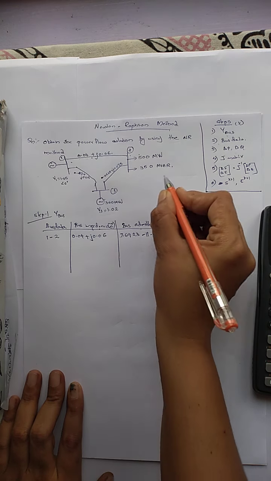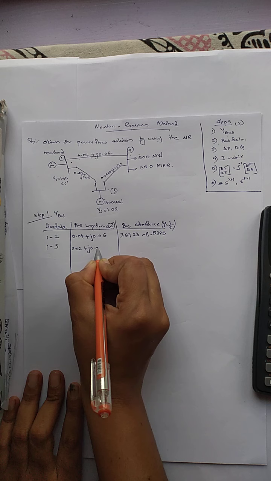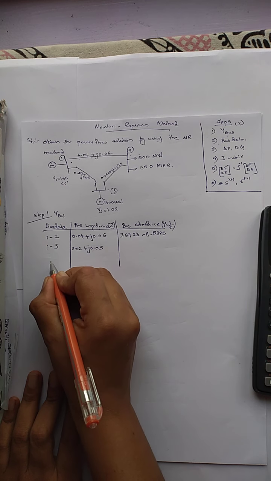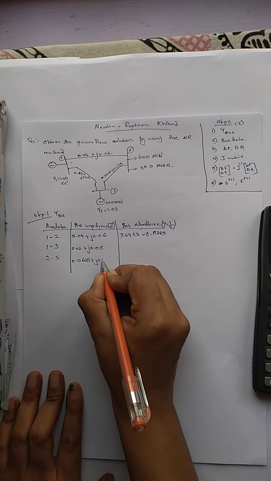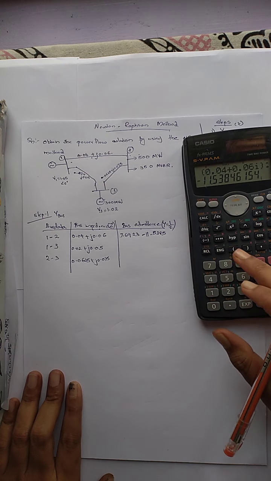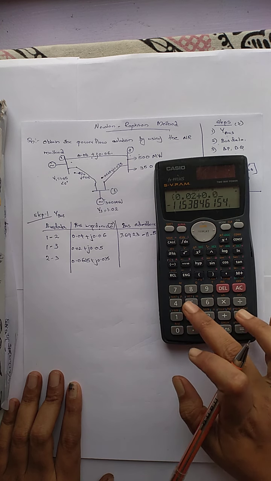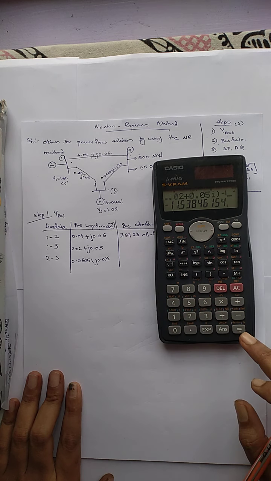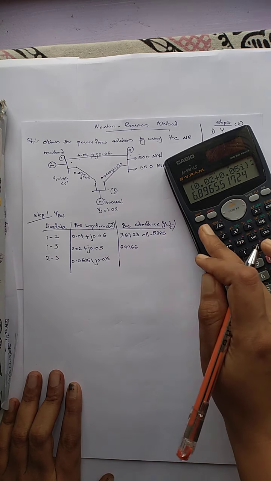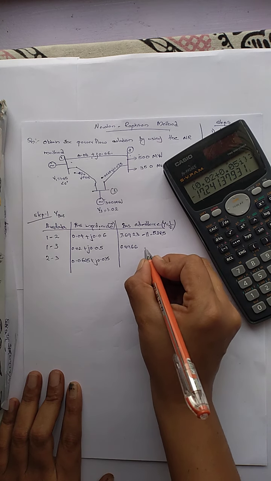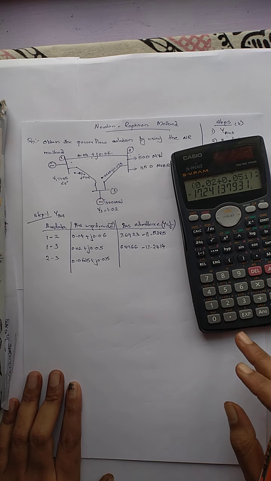So 1 to 2 is done, then 1 to 3. 1 to 3 is 0.02 plus j0.05, and 2 to 3 is 0.0625 plus j0.075. So I take the inverse of 0.02 plus 0.05j, and I get 6.8966 minus j17.2414.